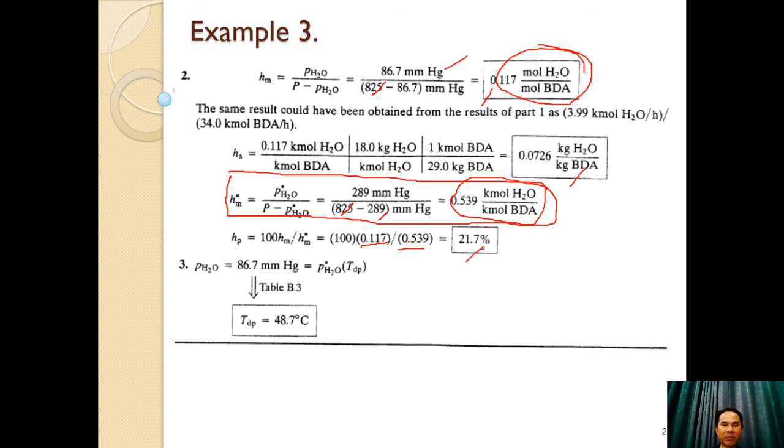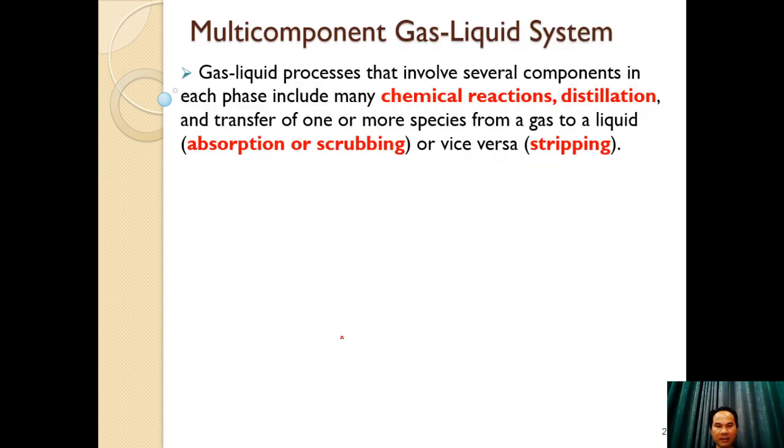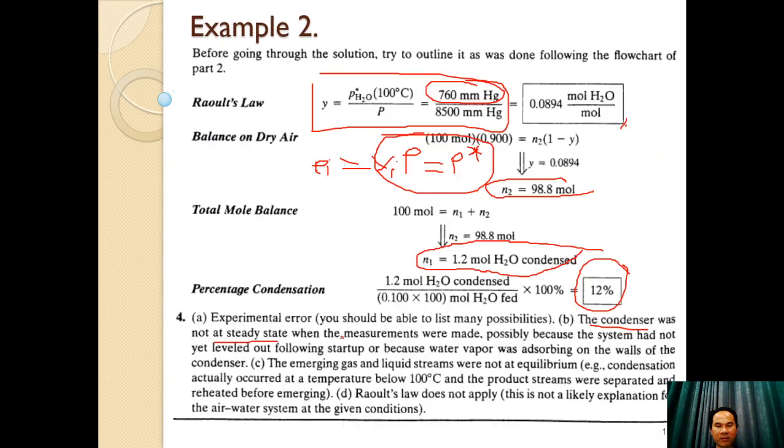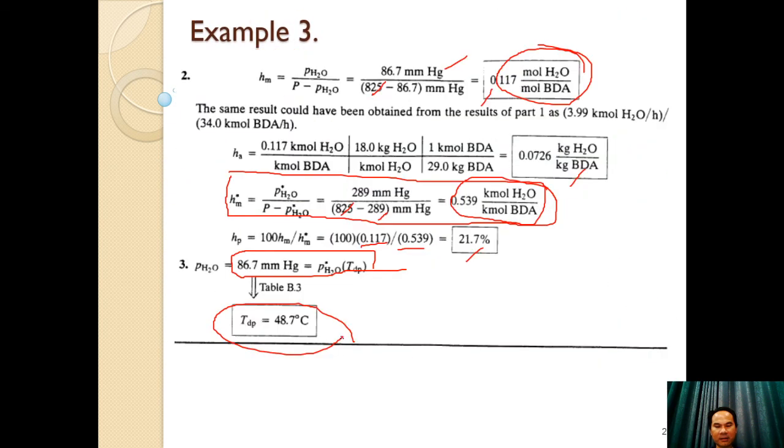And the last one, the dew point. For this case, you use the law. The dew point you calculate from the partial pressure, 86.7 millimeters mercury, which equals the vapor pressure. Then you can interpolate this from Table B.3. You get a dew point of 48.7. Open Table B.3 and you can do it by yourself.